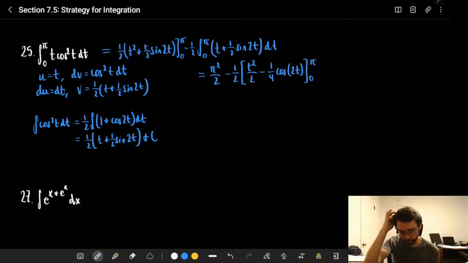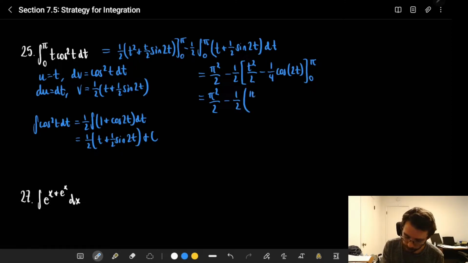Cosine's a little meaner at 2 pi and 0. I mean, it's just 1, but it's not 0. But let's finish it, because we started it, so why not? 1/2. So plug in pi, you get pi squared over 2. Plug in pi to the cosine, you get, okay, cosine of 2 pi is 1, so that's -1/4. And then you subtract what you get when you plug in 0. Well, that's 0 for this term, and 1/4 for that term. So I guess that works out.